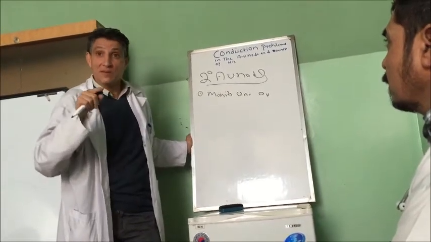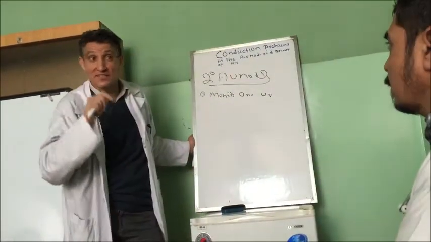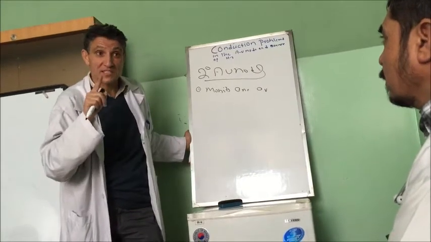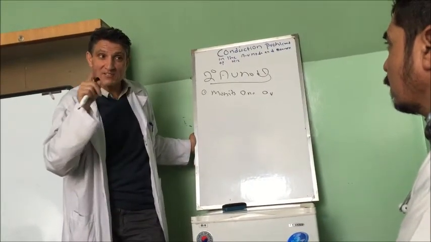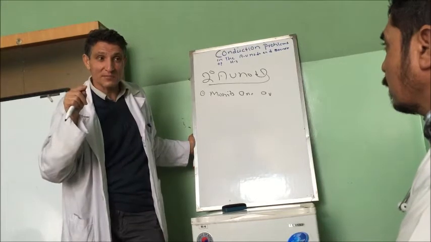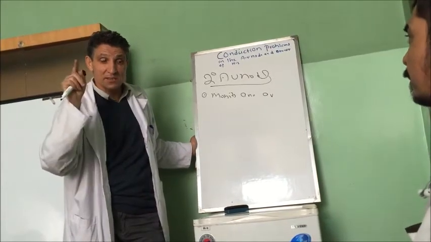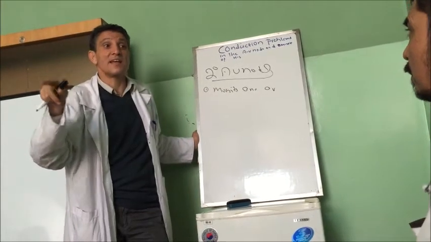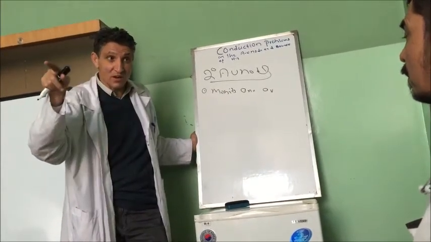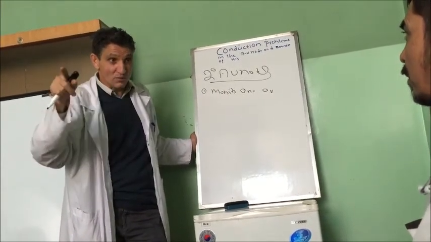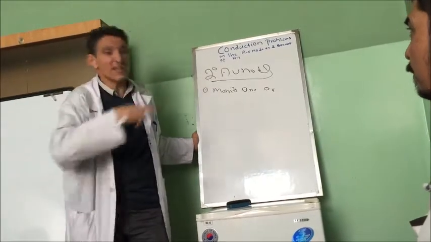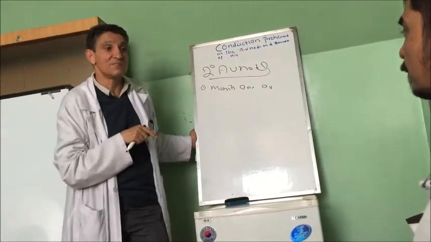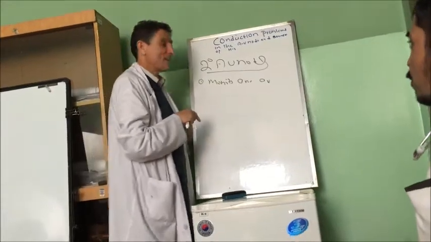So Mobitz 1 is a benign case, and no specific treatment is required. Periodic lengthening of the PR interval, finally one P is dropped. The next PR interval is short. Again, the PR interval progressively lengthens, one beat is dropped, and again the cycle is repeated. This is called Mobitz 1.